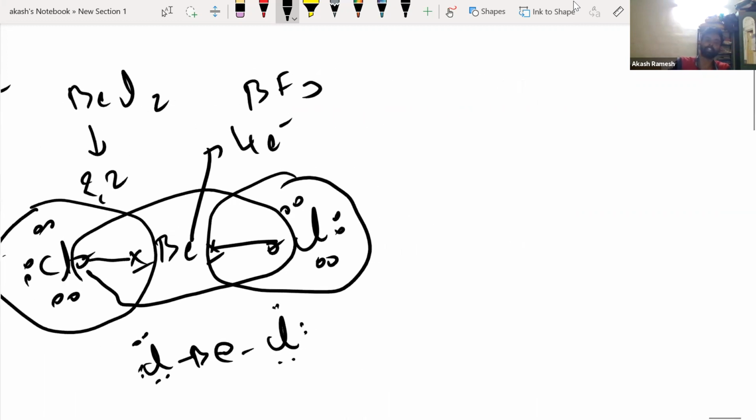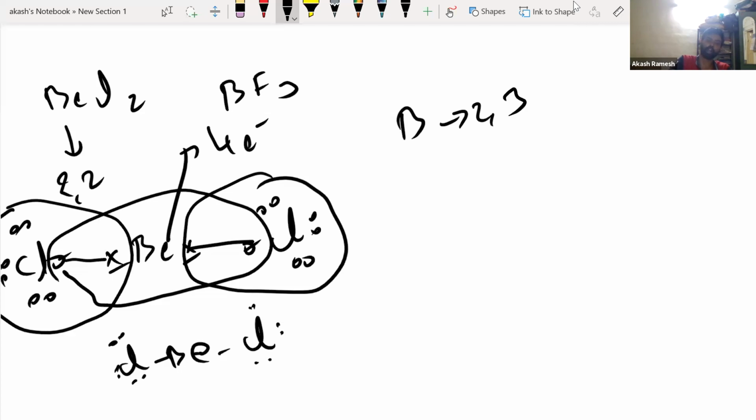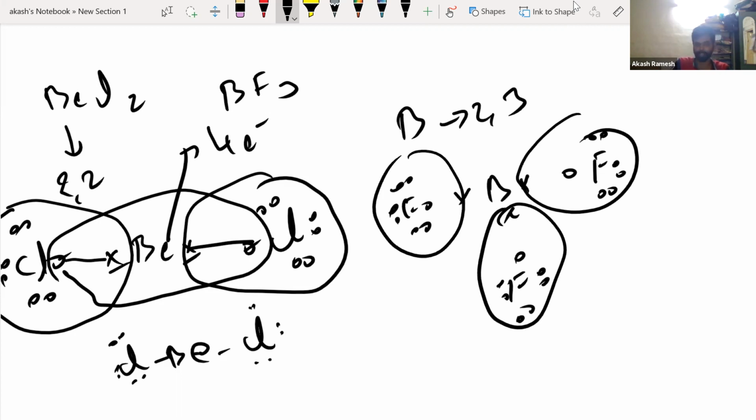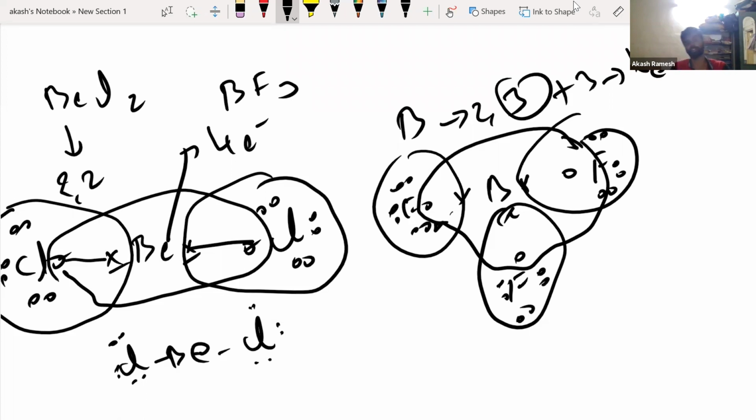Same goes with BF3. BF3 you check. Boron has a configuration of 2, 3, 3 valence electrons. Fluorine is having again 7. Okay. Now fluorine requires one electron. This fluorine requires 1 electron. This fluorine requires 1 electron. Octet, okay, right? But again, 1 electron gives only 1 electron it can take. So it will take 3 more electrons, 1 from each fluorine. So 3 plus 3 will become only 6 electrons in the valence shell. Last time I had only 4 electrons in the valence shell. This time I'm having 6 electrons in the valence shell.